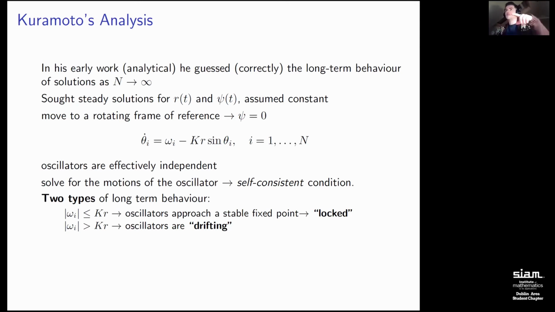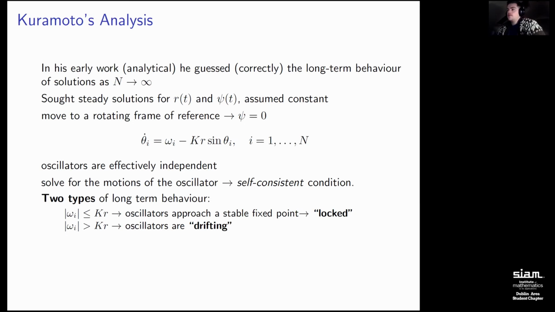So instead of being in the frame of the unit circle, be in the frame rotating with the oscillators. In doing so, he was able to set the average phase to 0. That simplified the Kuramoto model a bit, which is given here. From this model, you can see that the oscillators are effectively independent, so you only have to solve for the individual motions of the oscillators themselves.